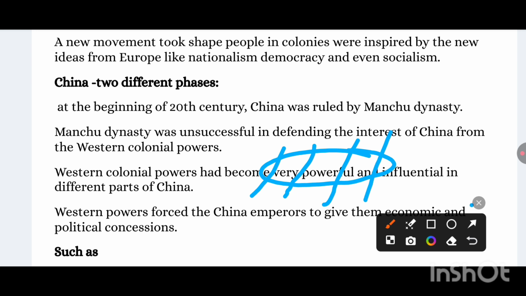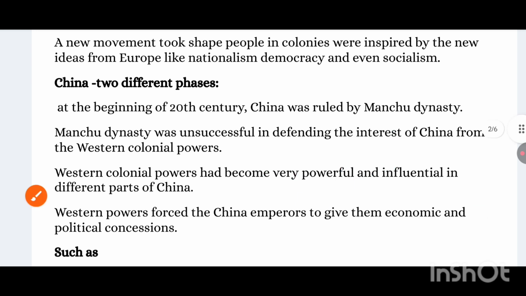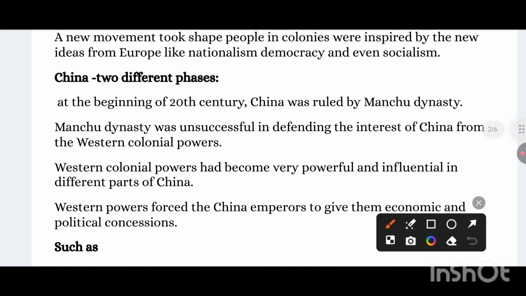Western powers means European powers. They forced the Chinese emperors to give them economic and political concessions.